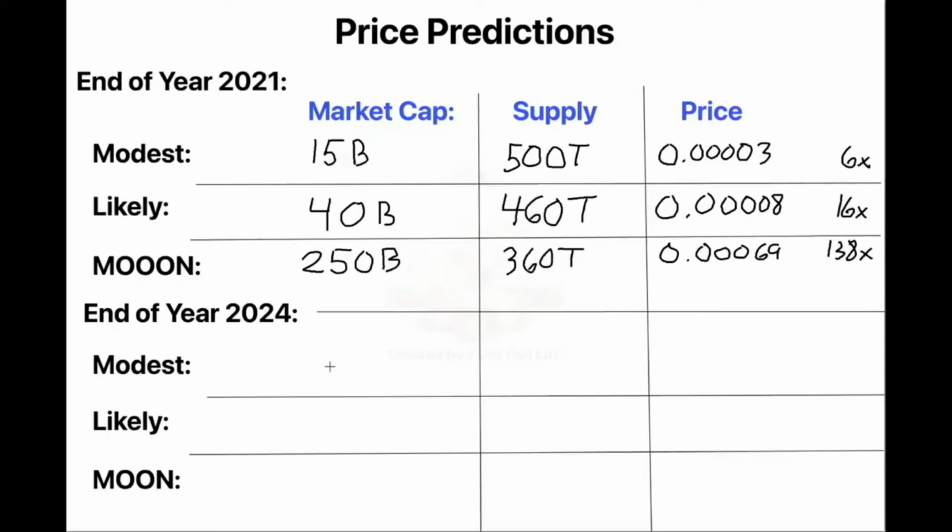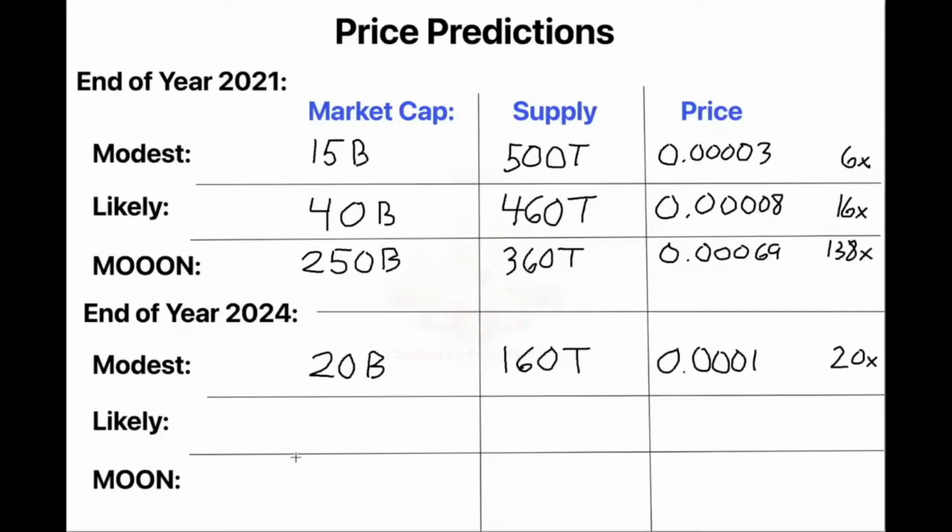Now I'm going to do my 3-year price predictions for Modest, Likely, and Moon. My 3-year Modest prediction would be a $20 billion market cap, 160 trillion supply, leaving us with a price of 0.0001 or 25x where we are from now. That's about 1/100 of a penny.